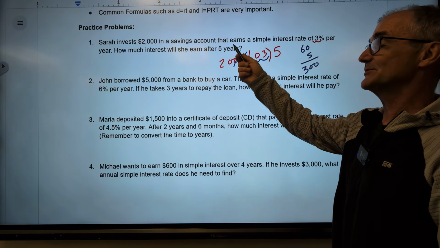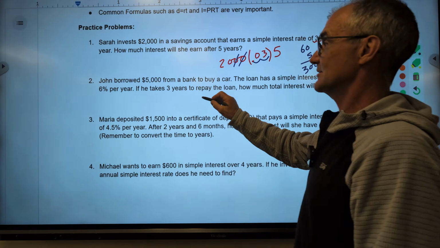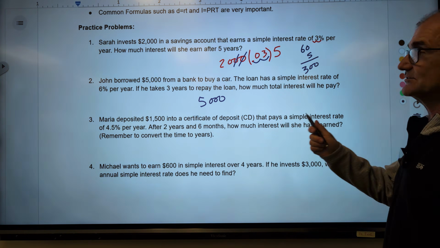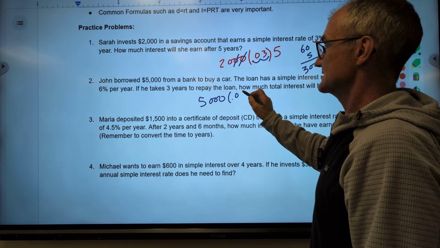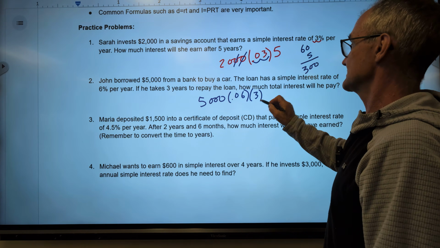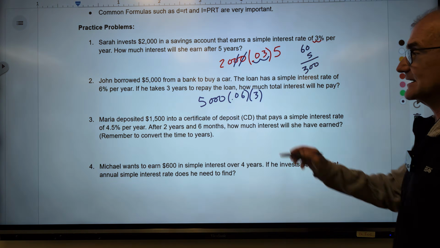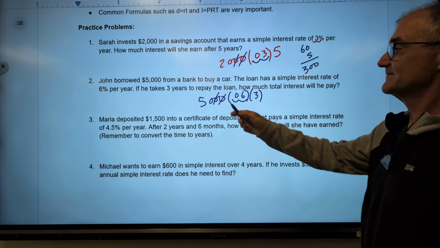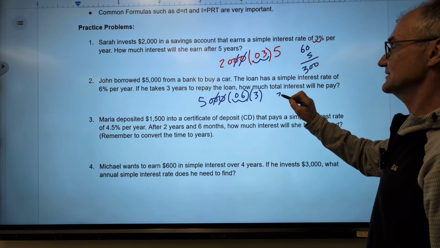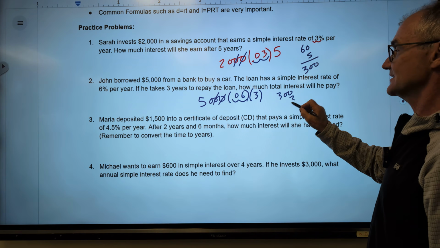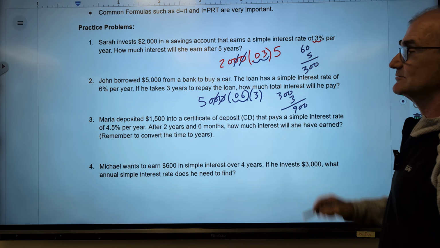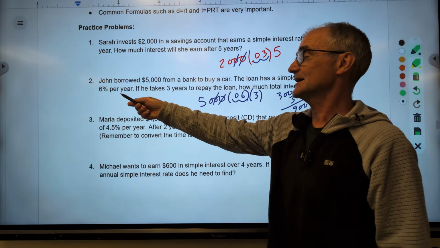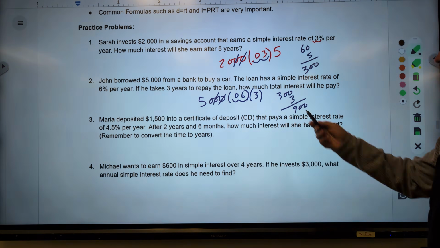Now we're going the opposite. Rather than putting money in the bank, I'm borrowing money. John borrows $5,000 from a bank to buy a car. Simple interest of 0.06 for 3 years. How much interest will he pay? Again, I'm going to move this over and make it a 6, moving it over 2 places. 50 times 6 is 300, times that 3 is 900. So he will pay $900 in interest. The interest rate's a lot higher, so you'd expect the amount to be a lot more.